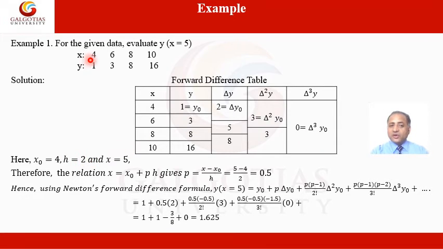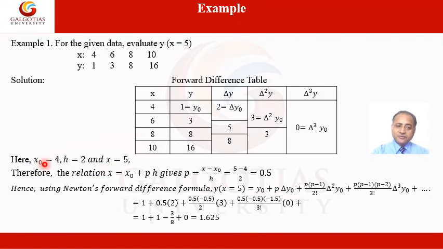And because the initial value of x is 4, the differencing interval is 2, because the values of x are equispaced values 2, 4, 6, 8. The differencing interval is 2, and at x equal to 5, y is to be evaluated. These are the values.